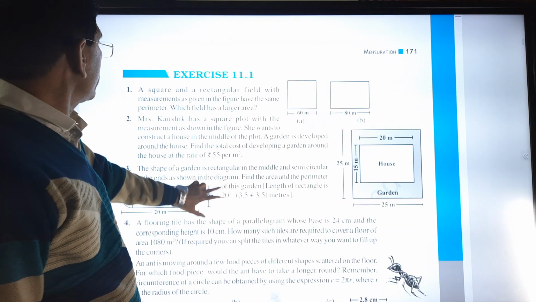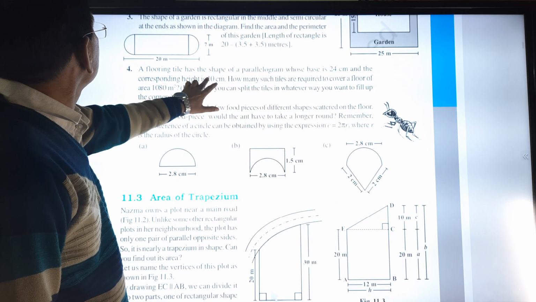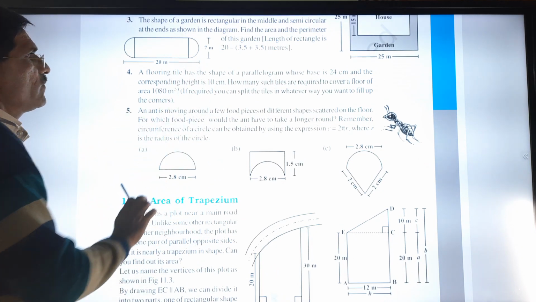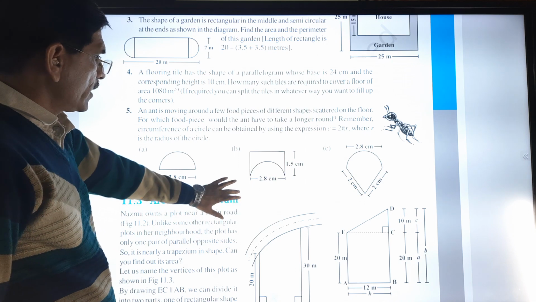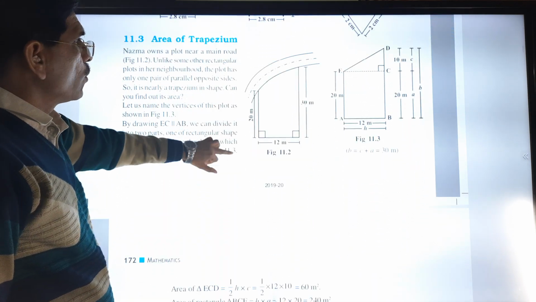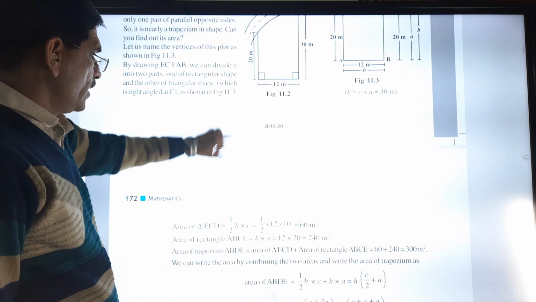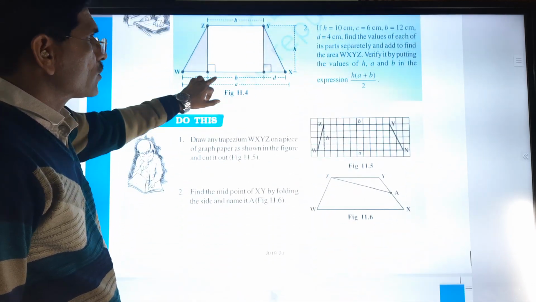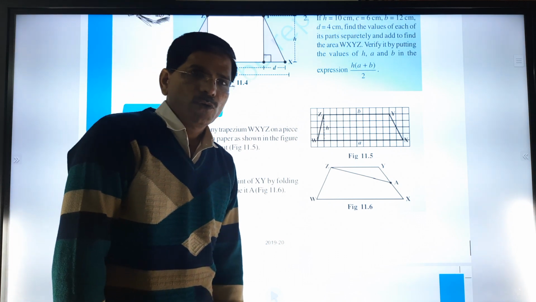Now in the next lecture we have to discuss question numbers 3, 4 and 5. Only 3 questions are remaining. Afterward we will go for the area of trapezium and discuss it. So thank you.